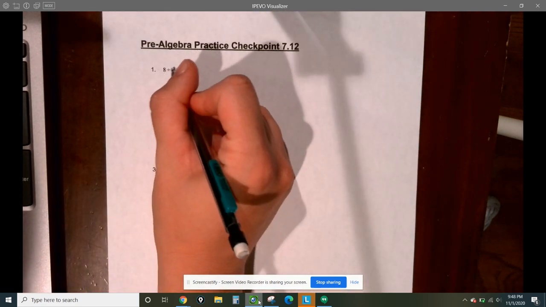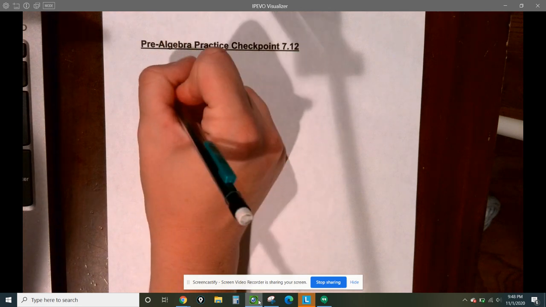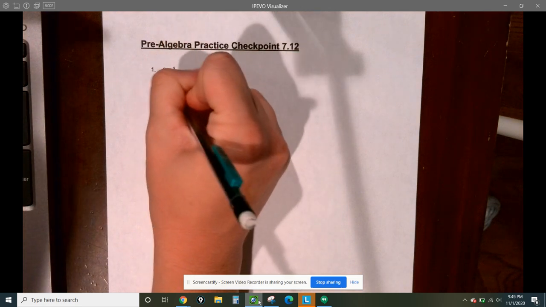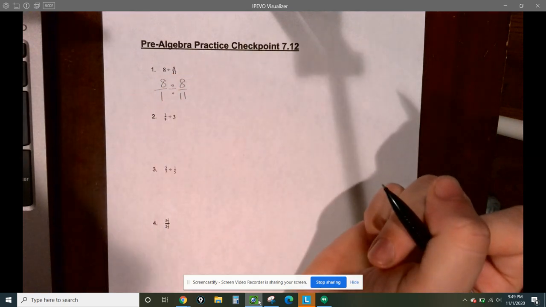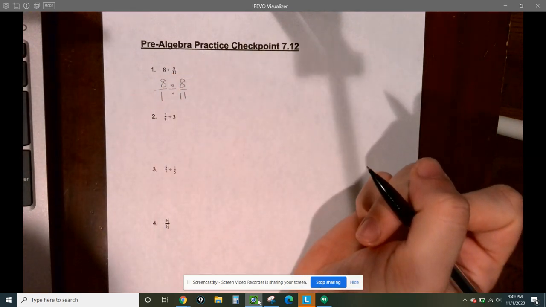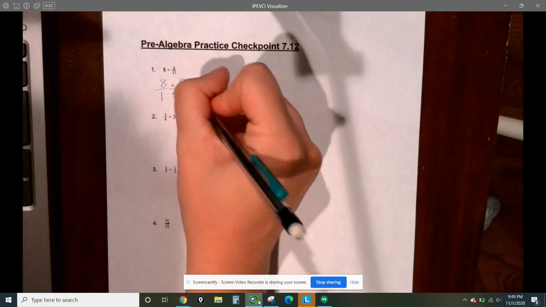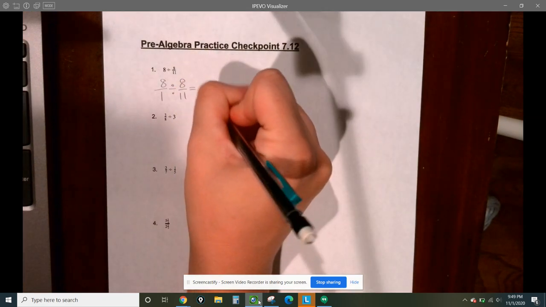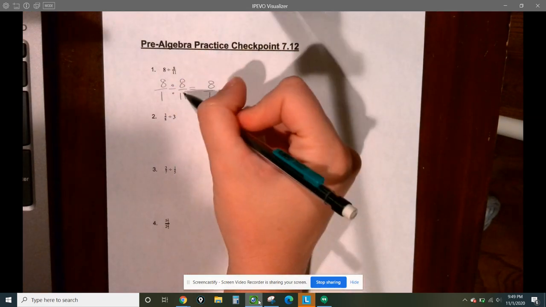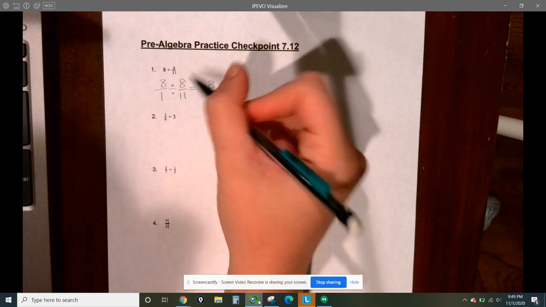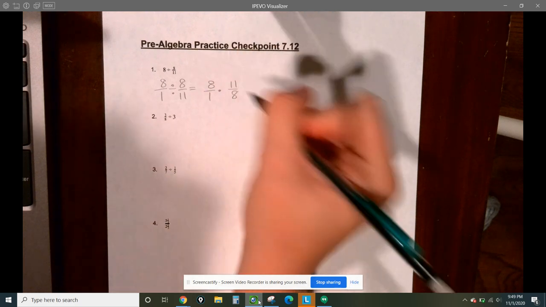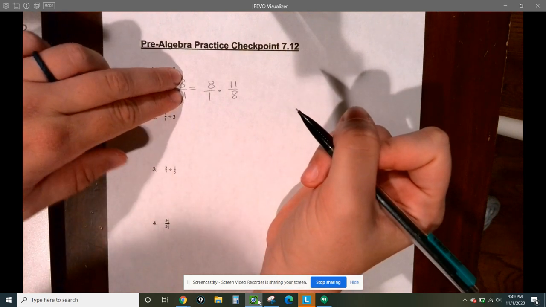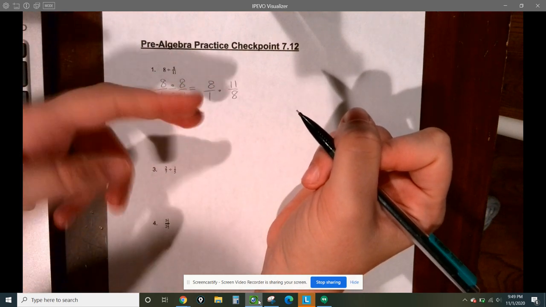Okay, so 8 divided by 8/11ths. First I'm going to rewrite 8 as 8 over 1, divided by 8/11ths. You learned in this lesson that dividing fractions is the same as multiplying by the reciprocal. So what that means is you're going to keep the first fraction the same, and you're going to multiply by the reciprocal. You're going to flip the second one over. So I'm going to have 8 over 1 times 11/8. I just took the second fraction and made it upside down, the reciprocal.